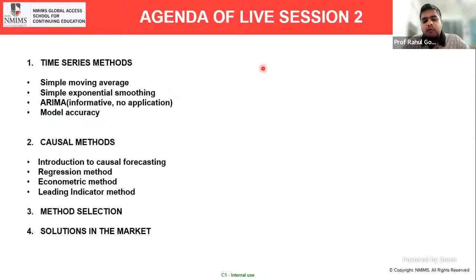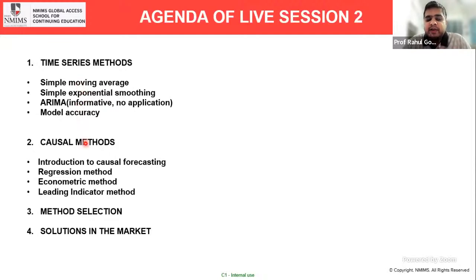Okay, so this is what we are going to discuss today in our session. We are going to talk about time series methods. These are the quantitative ways of generating a forecast. We are going to talk about a host of methods or various techniques: simple moving average, simple exponential smoothing. We are going to talk about ARIMA, another technique, but we are only going to look at a very broad, very top view of ARIMA and not going to talk about application or any demo as such. We are also going to talk about some of the KPIs that we measure to say which model is doing better when it comes to forecasting.